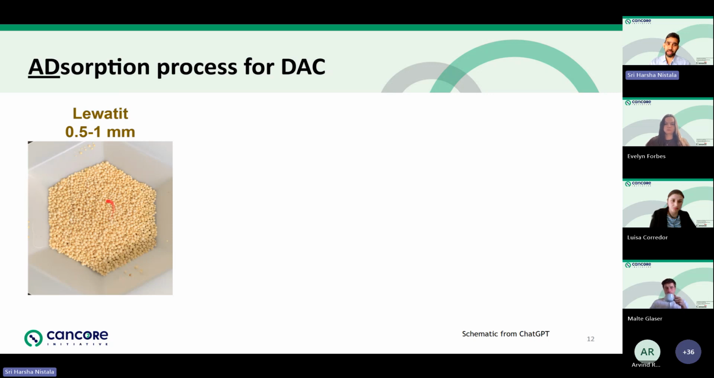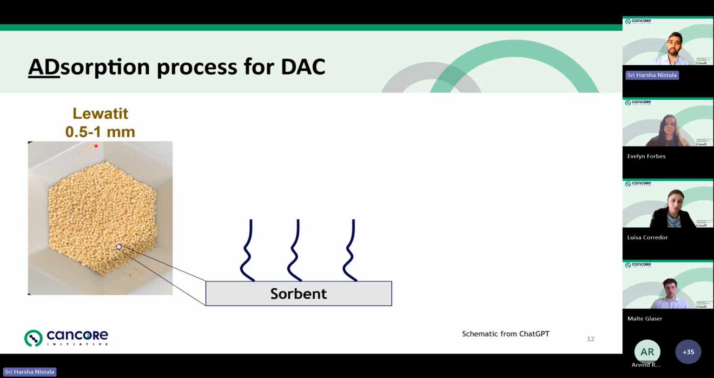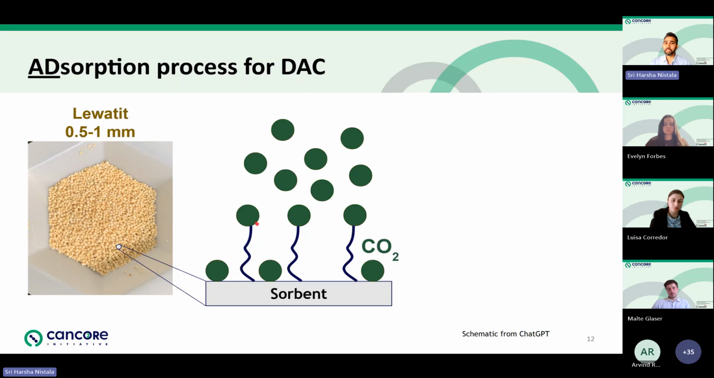Macroscopically, it looks like spherical particles of the size 0.5 to 1 mm. But if we zoom into one of the particles and look at the surface of the sorbent, it has chemical chains which have an affinity for carbon dioxide. That is, CO2 or carbon dioxide is preferentially stuck to the surface of these chains when it is exposed.